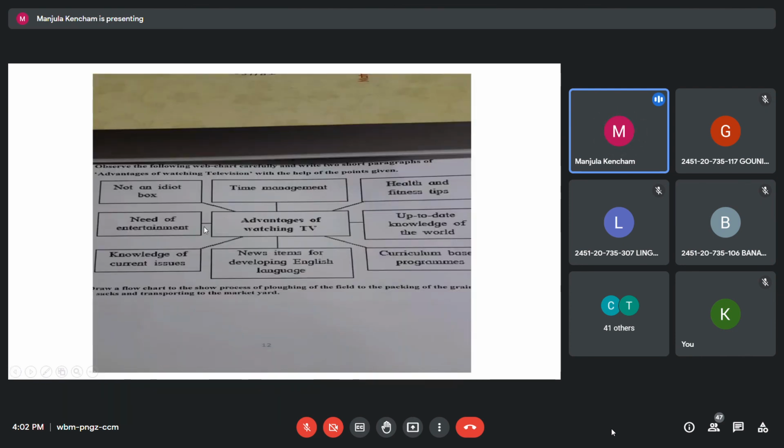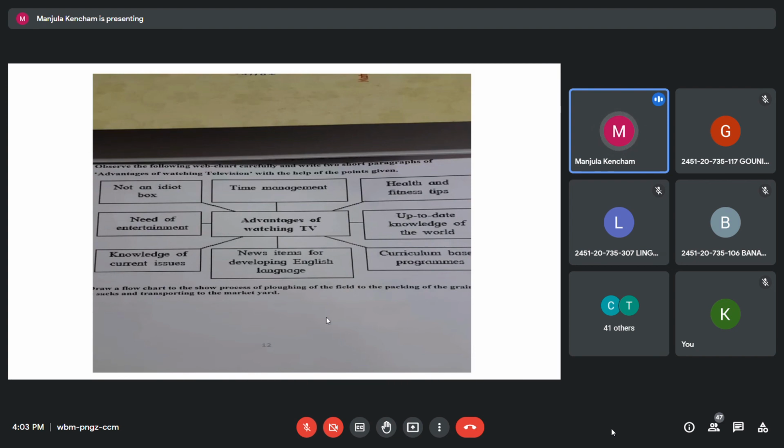Then there is a web chart. Carefully observe the chart and write two short paragraphs on the advantages of watching television with the help of the points given. So I want all the students to write two paragraphs. Immediately, what people have generally set out to do is, the entire paragraph is all about advantages of watching television.